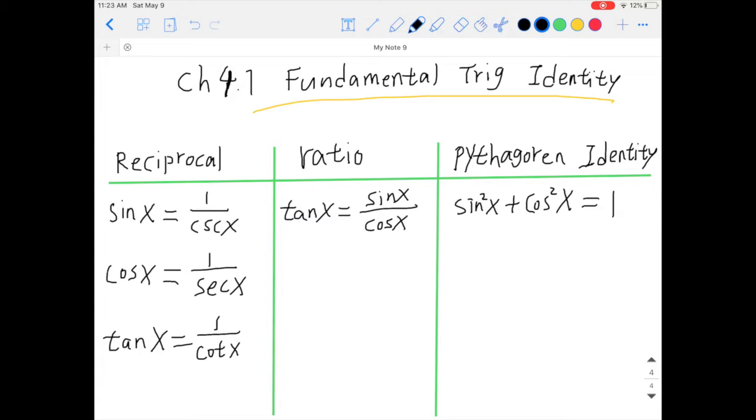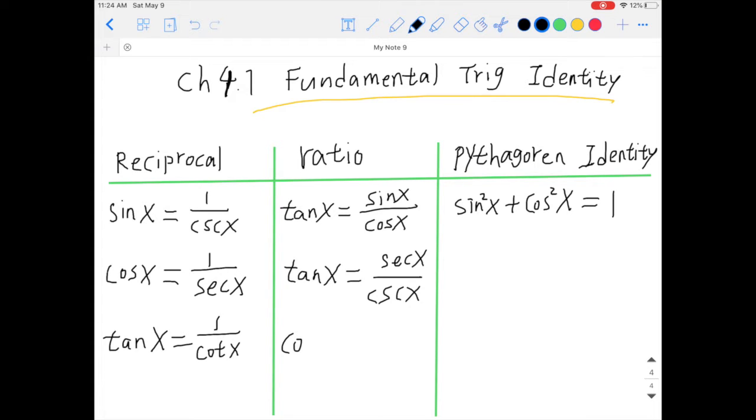Right. Second is the ratio. Okay, tan x equals sine x over cosine x. Or if I want to write the sine in terms of cosecant, the inverse function, and cosine x in terms of secant, then it will be flipped: secant x over cosecant x.